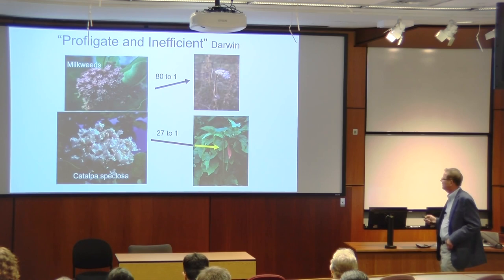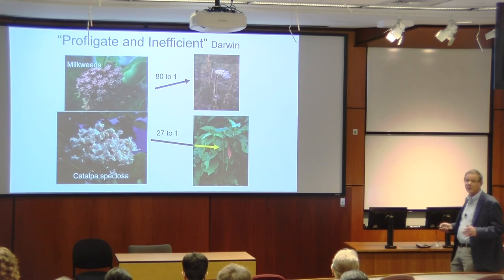Catalpa speciosa, which is a plant that I worked on as a grad student, produces about 27 flowers for every fruit. You've got yucca plants, 11 flowers to every fruit.